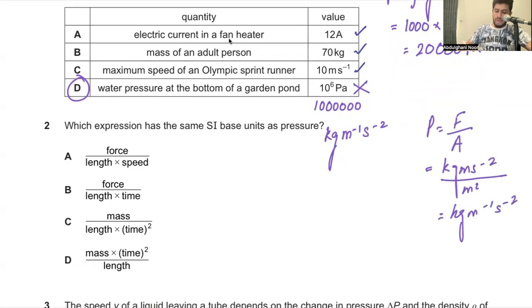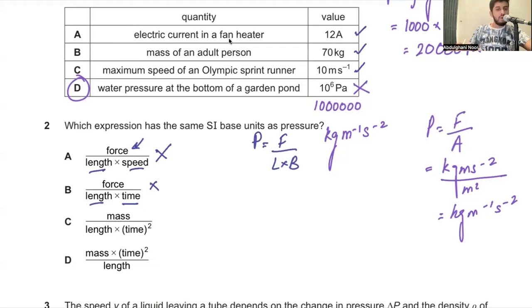So I know for a fact that if we divide force by area, we will get pressure. But if we divide force by length multiplied by speed, we will never get the units of pressure. A cannot be the answer. Similarly, if we divide force by length multiplied by time, we cannot get it, because pressure is force divided by length into length or length into breadth. So B hence is incorrect too.